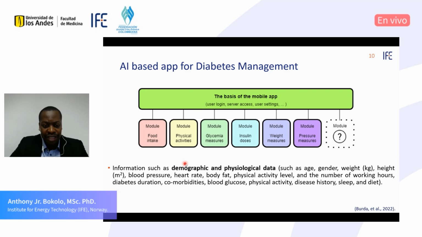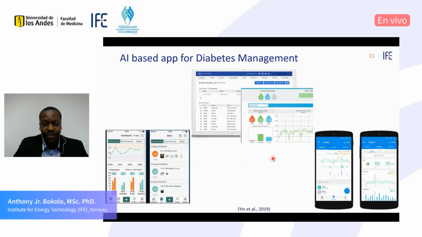And AI also uses data like demographic data and also physiological data. So, for example, the age of the patient, their gender, their weight, their height. And this is also used with the BMI data, and this is used to provide self-management strategies for the patients.